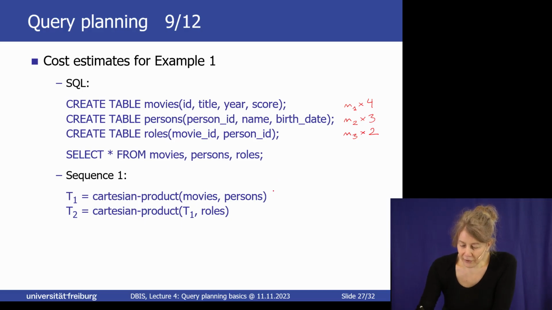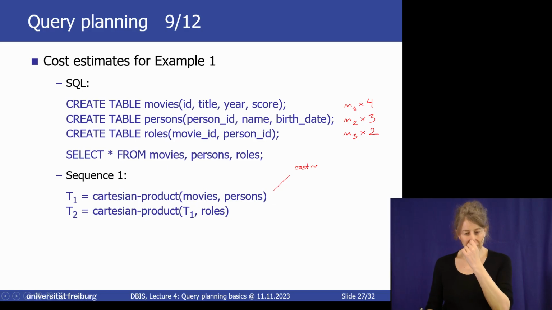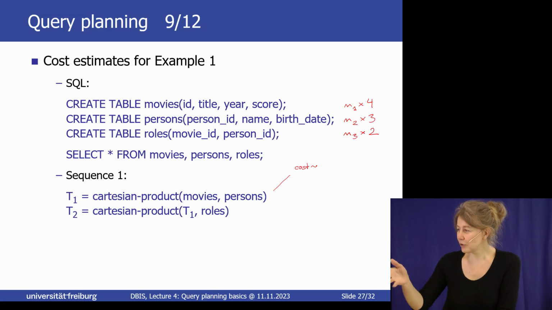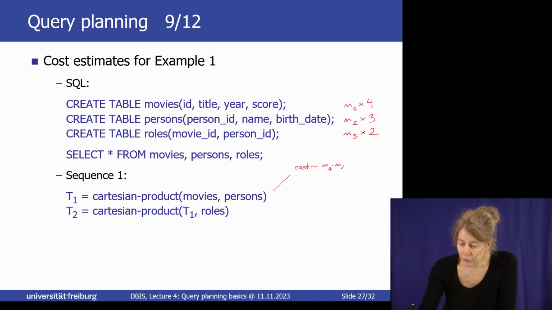So the T1 table has... Okay, what's the cost estimate? What's the cost estimate for this Cartesian product movies person, given what we just had? You can also write it in the chat. Cartesian product, it's n1 times 4, n2 times, n1 times n2 times 4 plus 3. I agree. So it's n1 times n2, and let's just write it as it is, so it's 4 plus 3, so 7, right? That's the cost estimate.